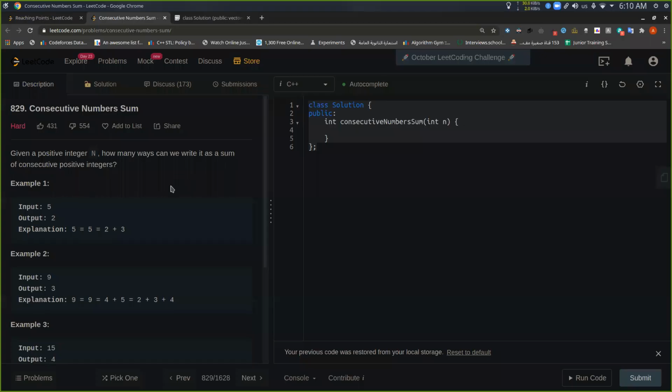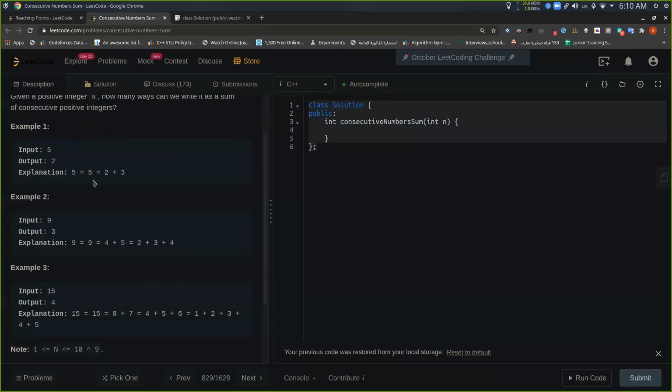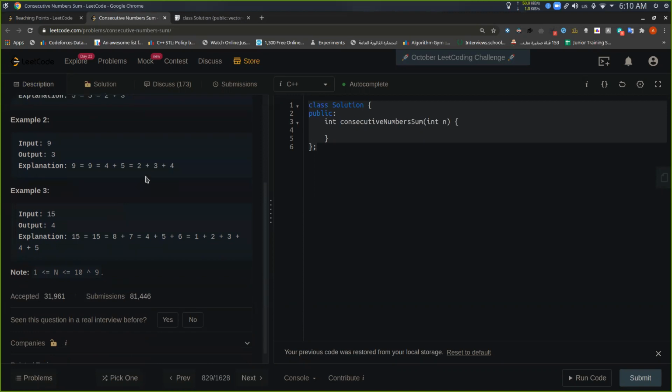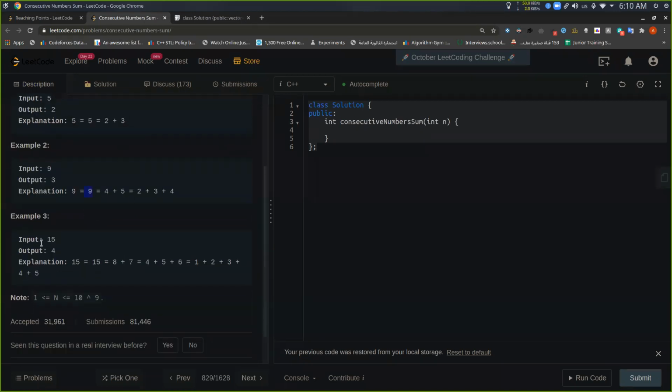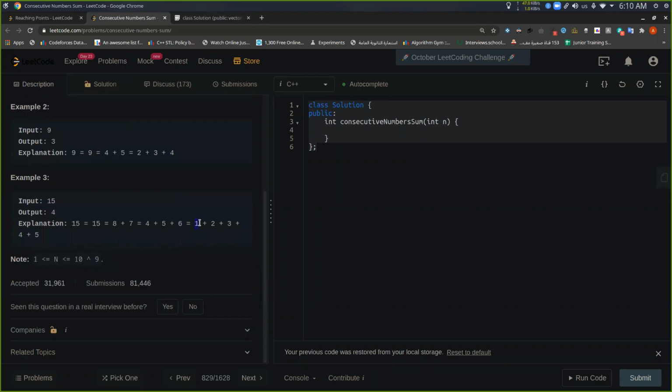But you got the problem here. So let's take another example like 5. It says here that you can write it as the sum of 2 and 3, and 5. So 2 plus 3 equals 5 and 5 equals 5. For 9, we can write it as 2 plus 3 plus 4, and 4 plus 5, and 9. And for 15, we can write it from 1 all the way up to 5, and as the sum of 4 plus 5 plus 6, and 8 plus 7, and 15.